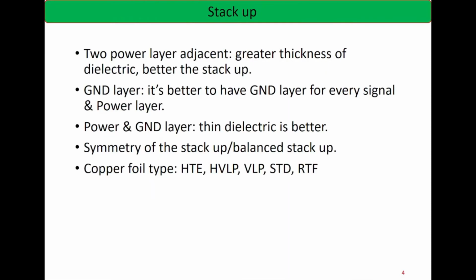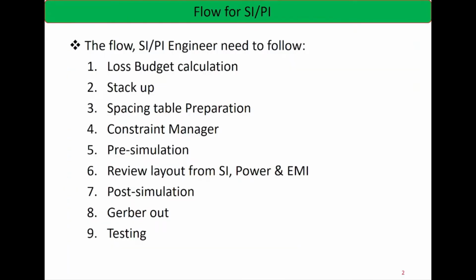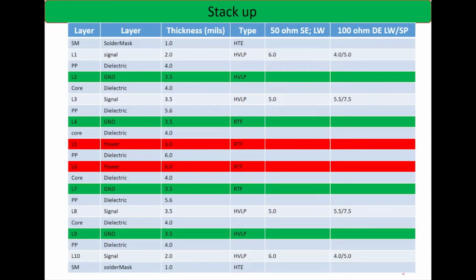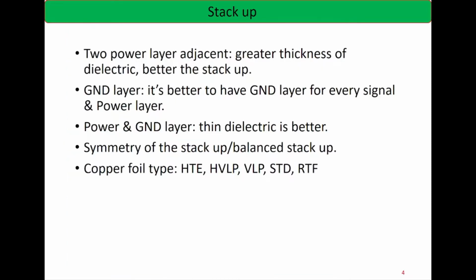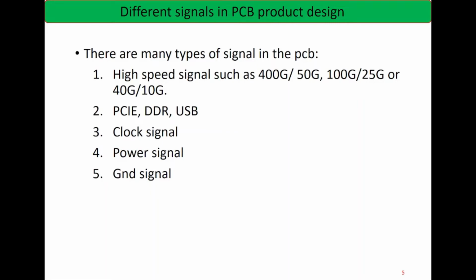In the last two videos, I discussed the flow for an SI/PI engineer and stack-up, and how to design a better stack-up. Today, I am going to discuss the classification of signals in PCB. There are many kinds of signals in the PCB, such as high speed signals. High speed signals are also of different types, like 400G, 50G, 100G or 25G signals, 40G or 10G signals. Nowadays even PCBs have 800G signals also.